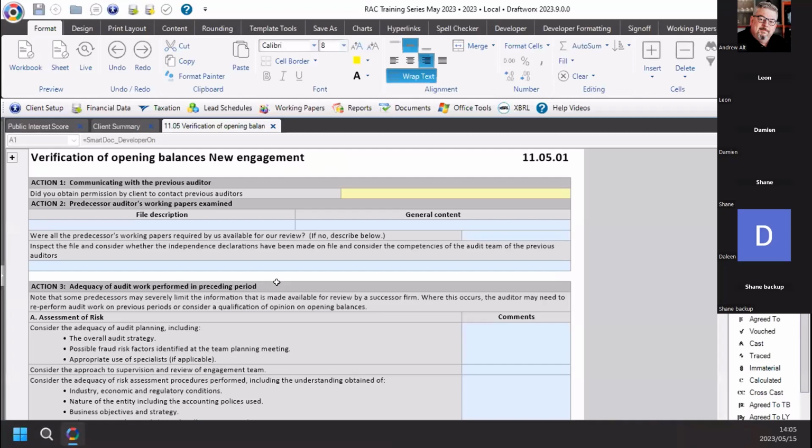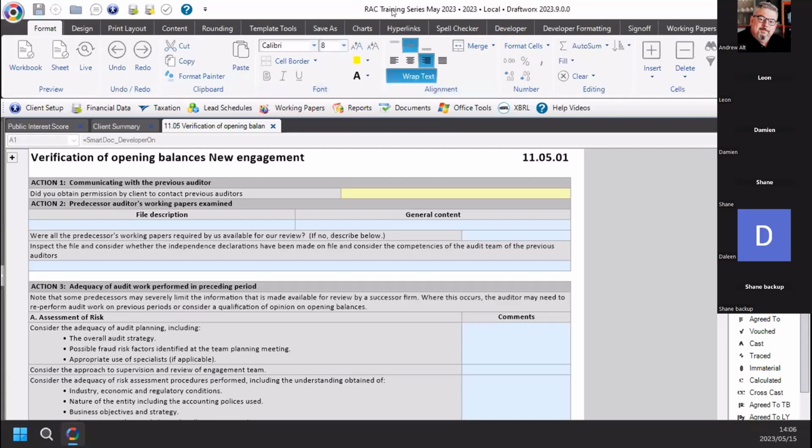Now, as I open up document 1105, I want to just point out that what I'm going to tell you about now actually deals with 1105 and 1110. The difference between 1105 and 1110 is really just that 1105 has got some extra procedures that need to be performed when we are performing a new engagement, whereas 1110 really just looks at opening balances for the current engagement and for the current year, assuming that you had done the audit in the previous year.